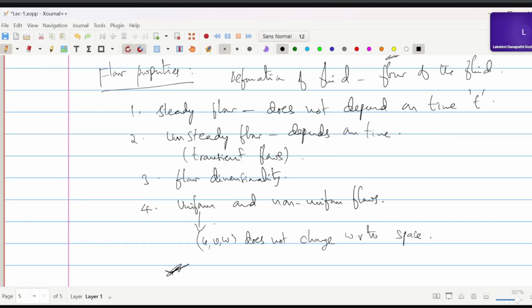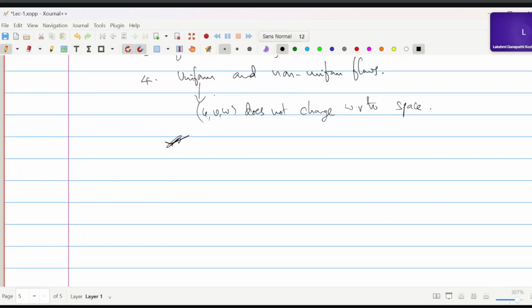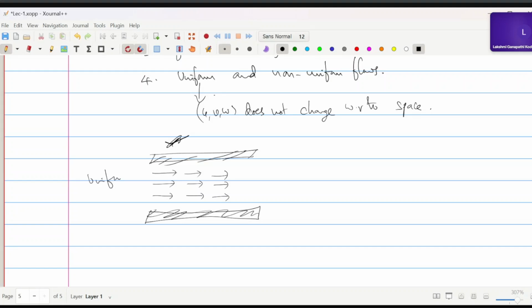Let me give you a picture so that you understand exactly the meaning of uniform and non-uniform. Between the plates, let us consider the same situation as just now. If you just go with this same velocity, this is uniform. But as you go, it also changes with time. Okay, so it is only at a fixed time, fixed t.